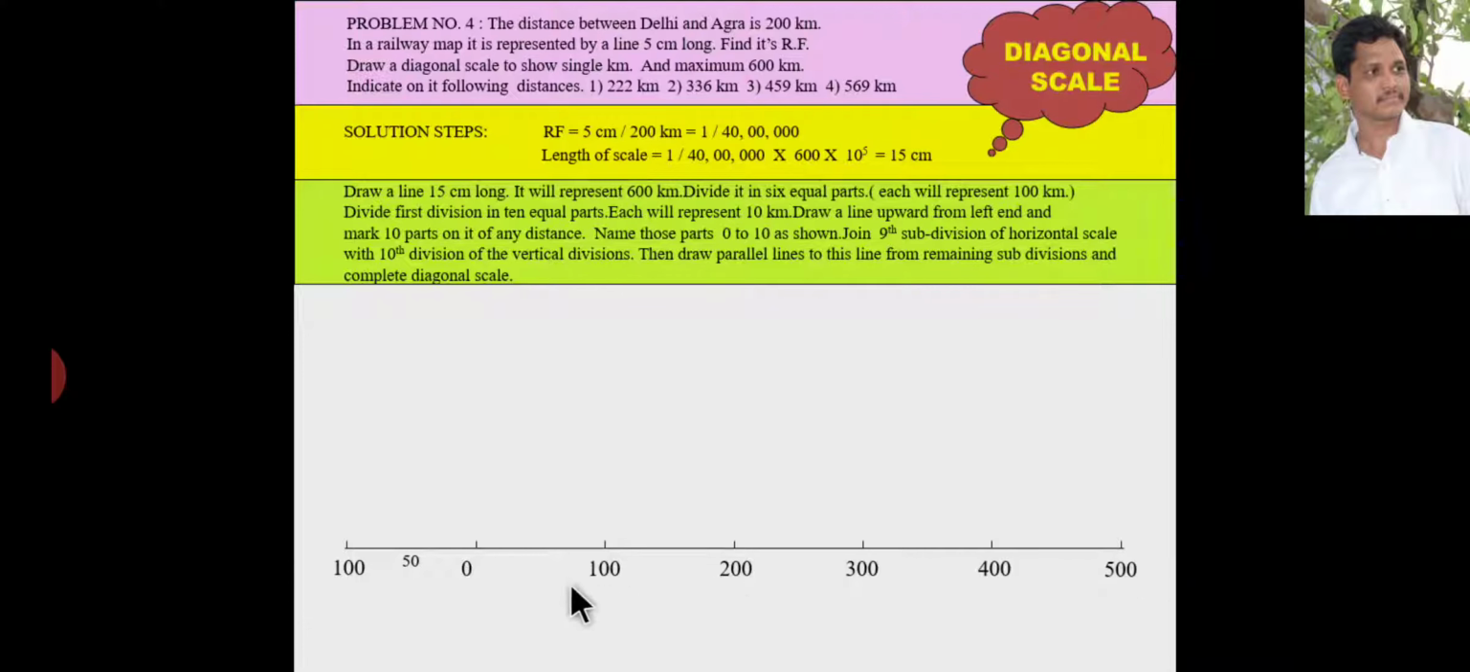Now divide this main division into 10 subdivisions. Each subdivision equals 10 kilometers: 10, 20, 30, 40, 50, 60, 70, 80, 90 and 100. So this is a main division, and this is a subdivision.